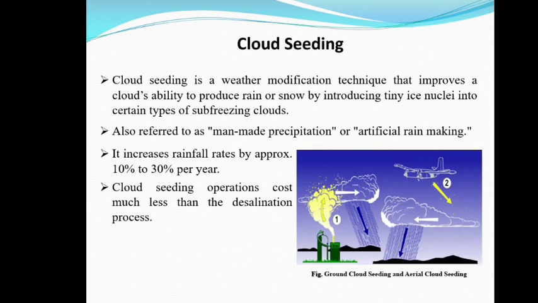Now, what is cloud seeding? Cloud seeding is a weather modification technique that improves a cloud's ability to produce rain or snow by introducing tiny ice nuclei into certain types of subfreezing clouds. It is also referred to as man-made precipitation or artificial rainmaking. It has been seen that it increases rainfall rate by approximately 10% to 30% per year. Also, it costs much less than the desalination process.